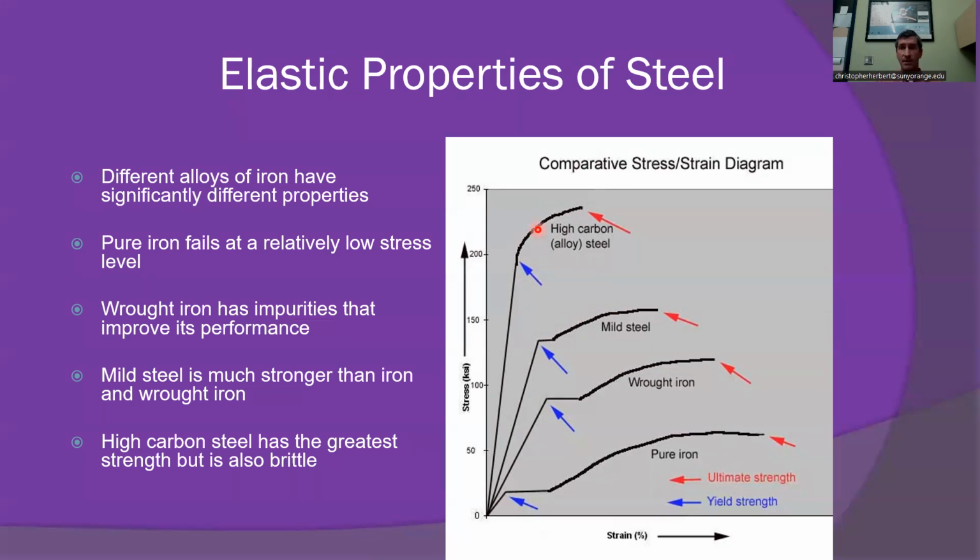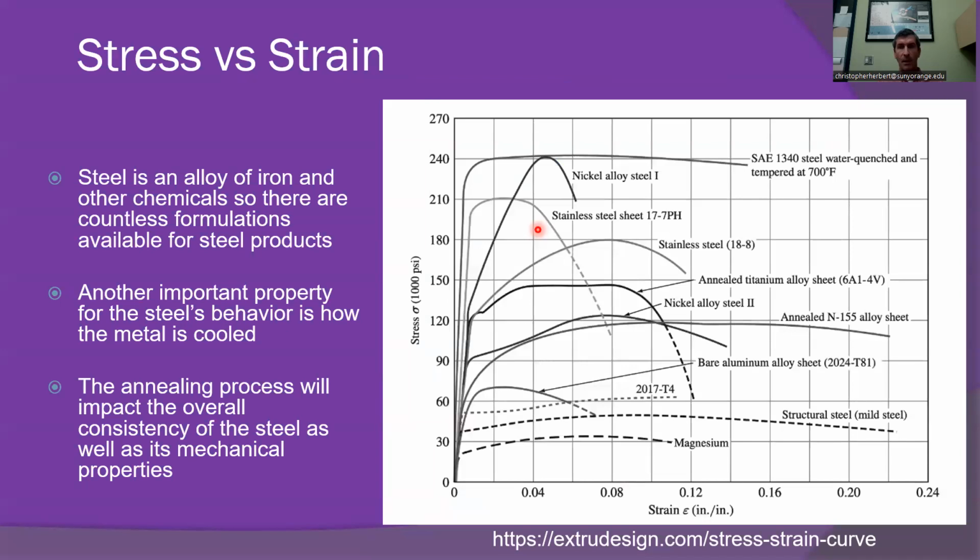But high carbon steel obviously has the highest Young's modulus, the highest yield strength, the highest ultimate strength, and is a very good material for different applications. Here you can see so many different alloys of steel, and again, carbon is one of the most important impurities that we can alloy iron with to create steel. But there are other materials that also give favorable properties under certain conditions.